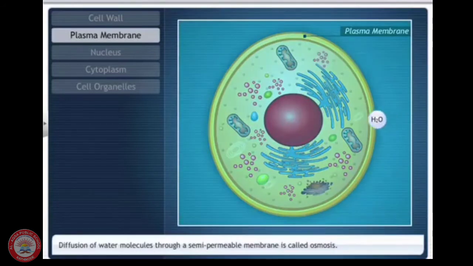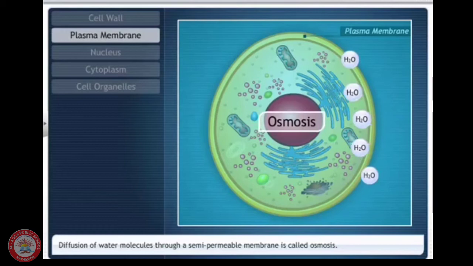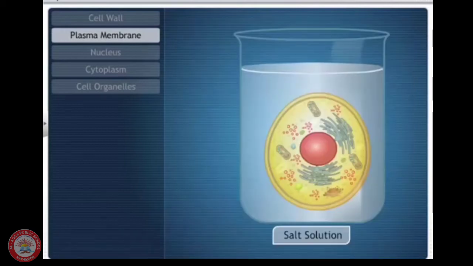The movement of solvent molecules or water molecules through a semi-permeable membrane from a region of high concentration to a region of low concentration is called osmosis. Let us see what happens when a cell is placed in salt solution. There are three things that can happen now. Let's see each of them.